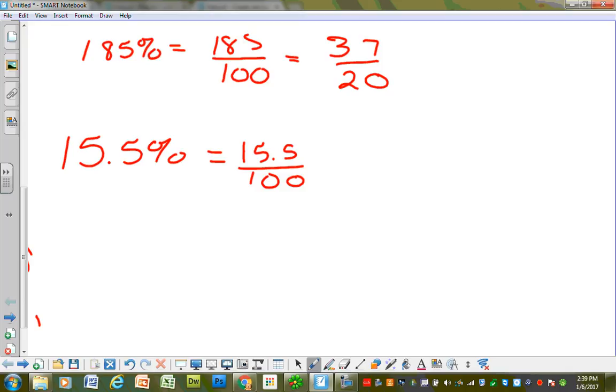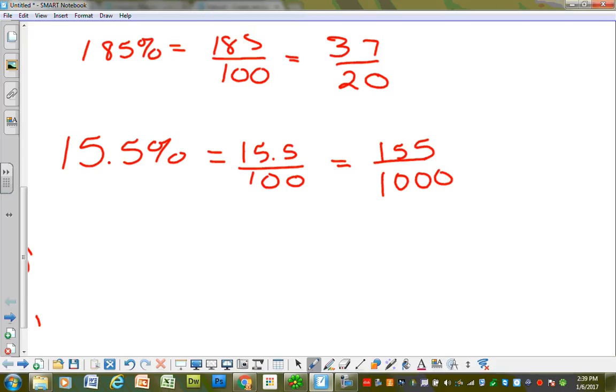I'm going to move it one place. So I'm going to change it to 155. However, to keep the value the same, very good, Anthony, I've got to also move it on the bottom. So what does 100 change to? 1,000. Now I want you to stop for a second and look at those two fractions and see what I did. I changed 15.5 to 155, and I changed 100 to 1,000.